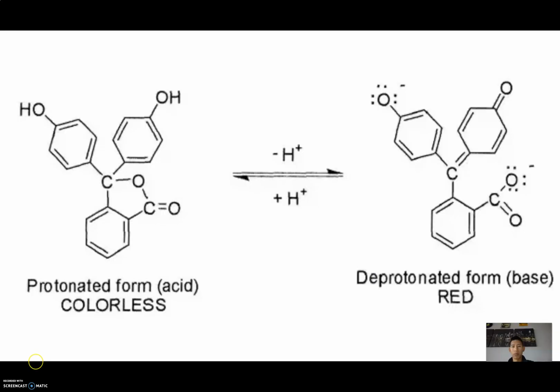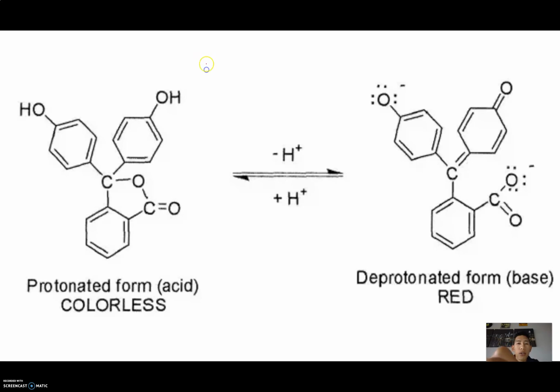Let's take a look. Here we see the structure of phenolphthalein, which is the indicator that we've mentioned in the lesson. On the left side is the acidic and colorless form. On the right side is the red form in basic solution. Well, why is this? Let's take a look, for example, on the left side with acidic solution.